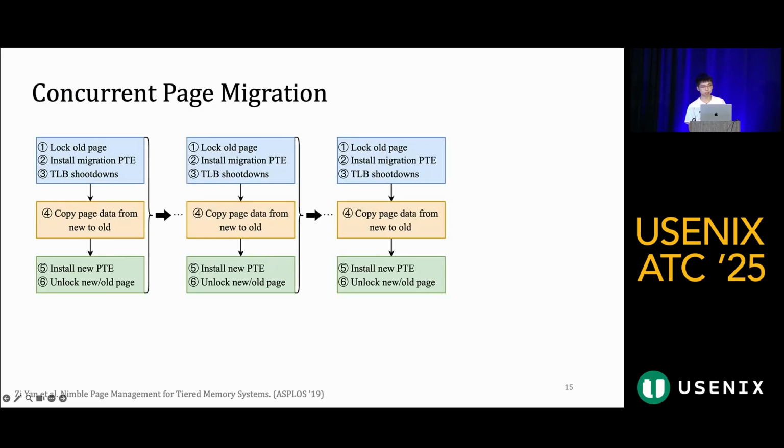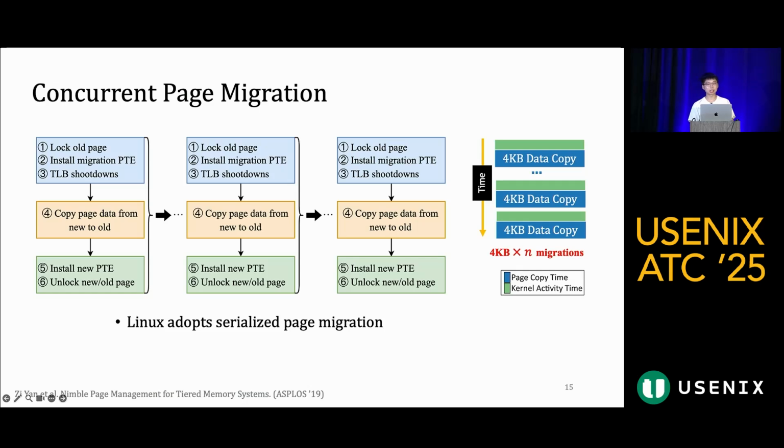The page migration process in Linux typically goes through 6 steps: lock the old page, install a migration PDE, trigger TLB shootdowns, copy data from old to new, install the new PDE, and finally, unlock both pages. However, this mechanism is quite inefficient. Pages are migrated one at a time, in a strictly serialized fashion, leading to high kernel activity time. As a result, we cannot fully take advantage of DSA's performance in this setting.